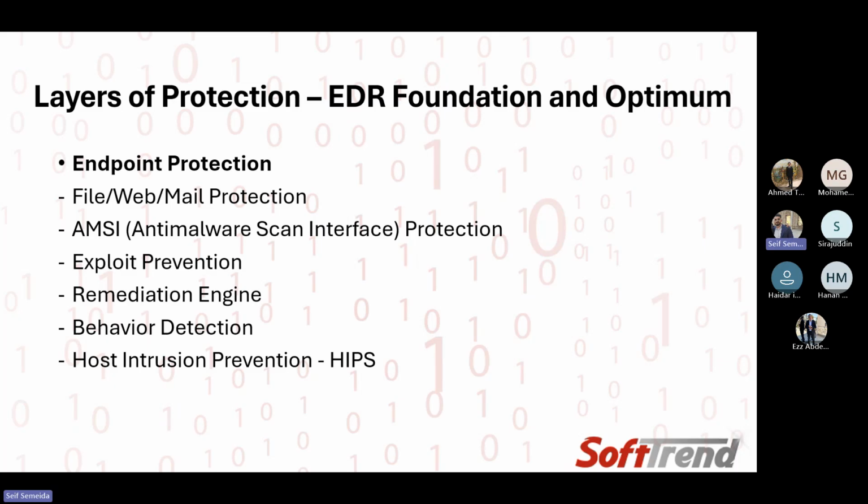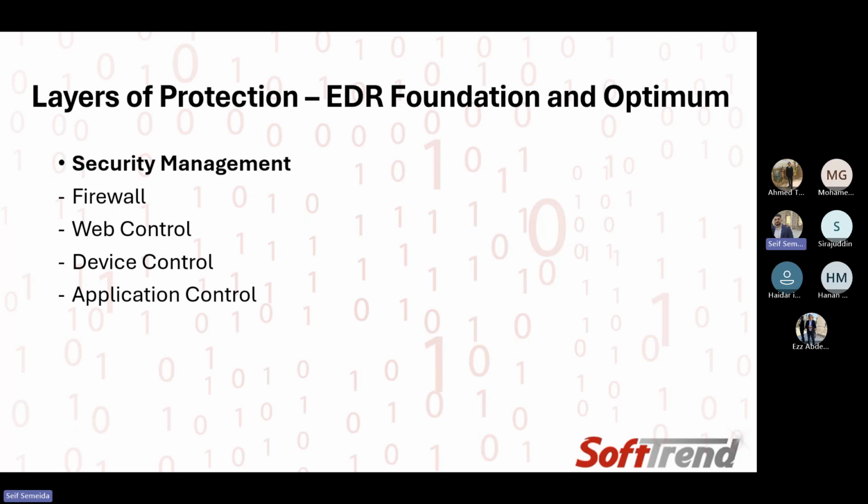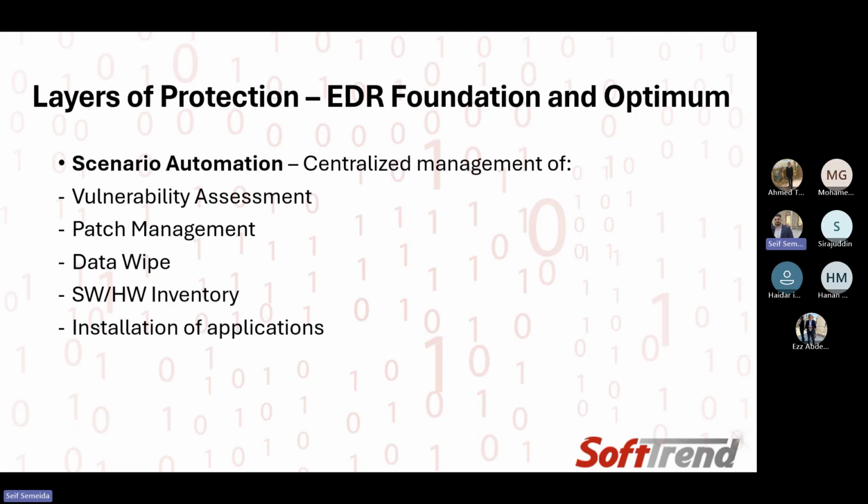For the security management layer, we have the firewall that keeps tabs on everything on the network level. We have the web control, device control, and application control, which can be used to block certain applications from running and limiting access to your users in order to maintain the high level of security that you need.